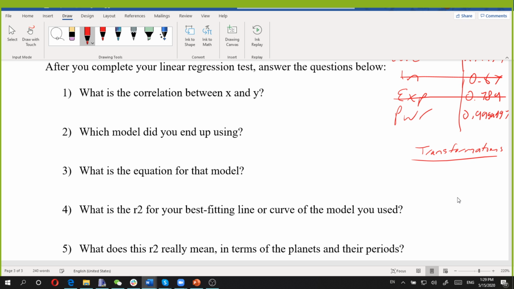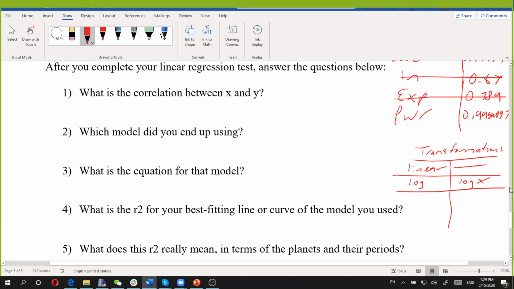So if I make a table really quick, transformations: for linear, do nothing because you're already aligned. For logarithmic, take the log of x. For exponential, take the log of y. And for a power function, take the log of both. Log x and log y. Okay. So we are power functions.